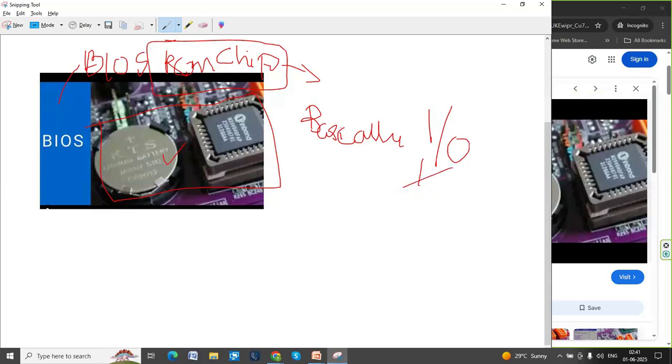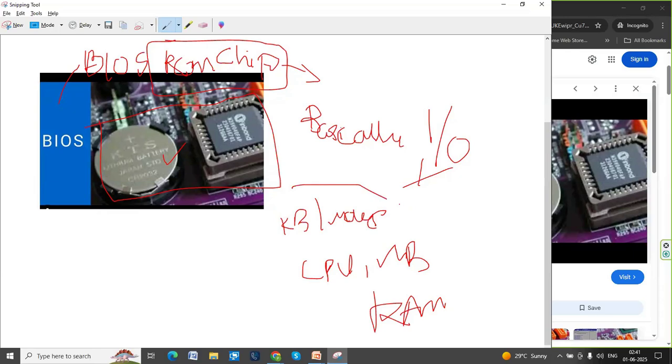What are the input output devices? Whether your keyboard is working, the mouse is working or not, your internal CPU, motherboard, your RAM, everything is working or not. It will check the internal and external parts, whichever are connected. It will check the working. If everything is working, then it goes on.